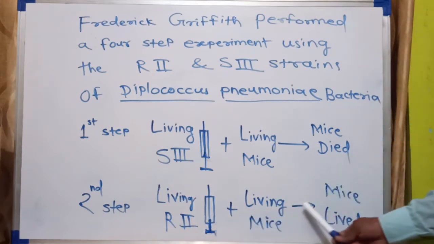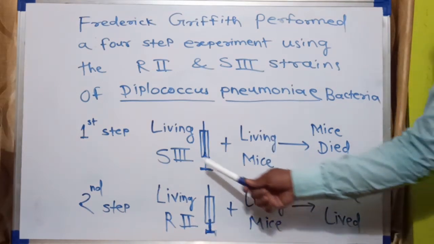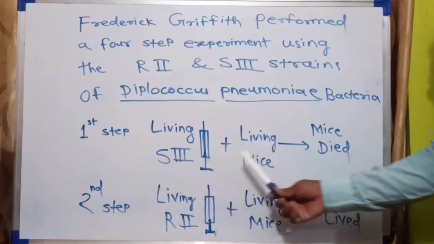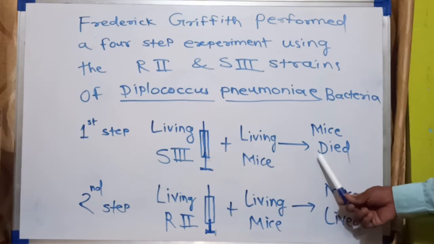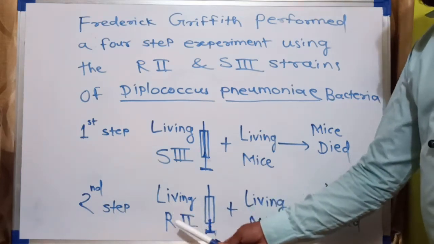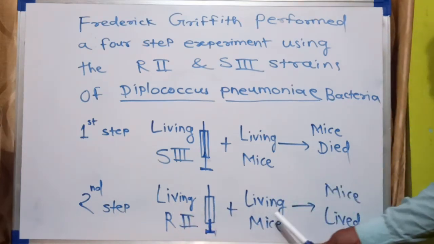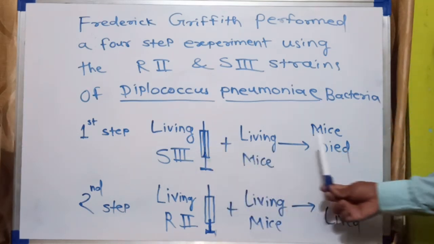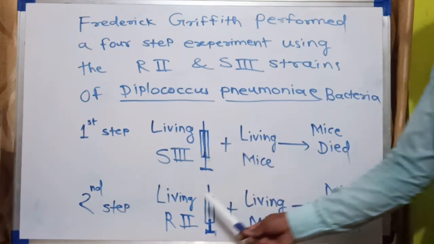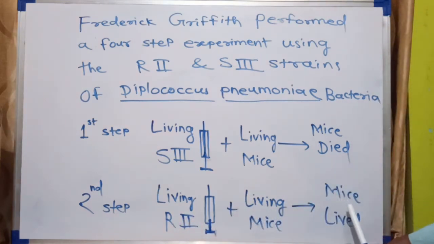So in general, what happened in these two steps: when living S3 was injected into living mice, the mice died, while the living R2 when injected into living mice, the mice lived. Means the S3 strain was pathogenic to mice and R2 strain was non-pathogenic to mice. So let's see about the next steps, step number 3 and 4.